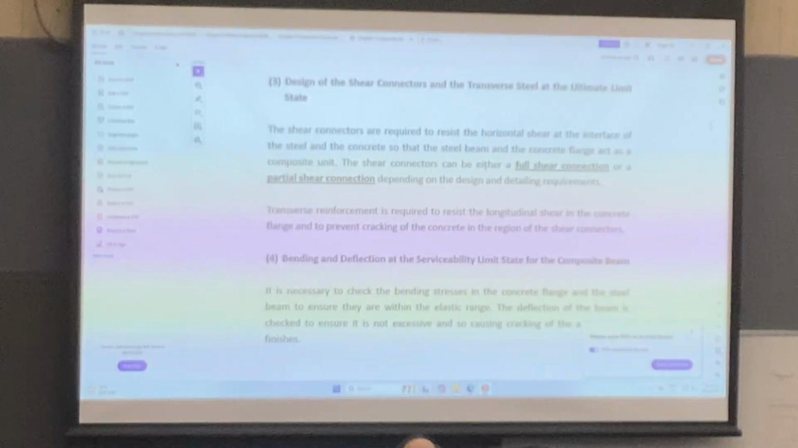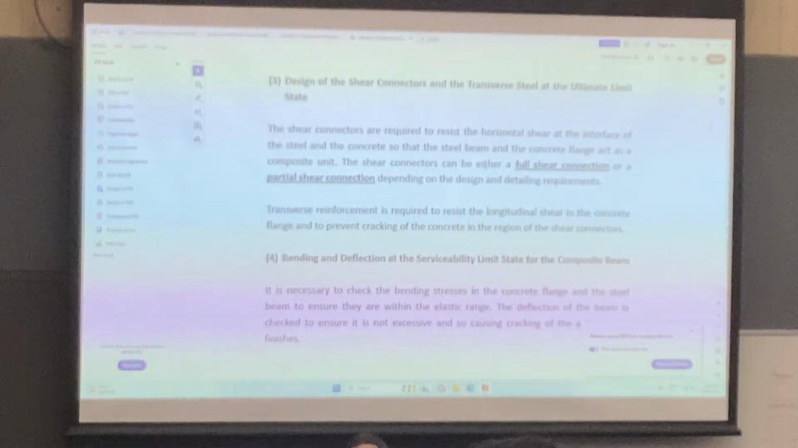So that means I do not need to mobilize the full moment capacity. I just need to mobilize some of the moment capacity. Then I can take the loading that I want, right? So I can put in fewer shear studs so that my moment capacity is good enough to resist the bending moment. Okay? I will introduce to you what full shear connection and partial shear connection are.